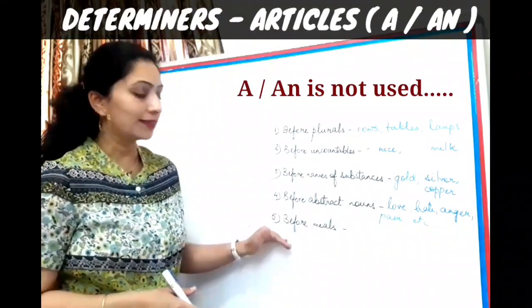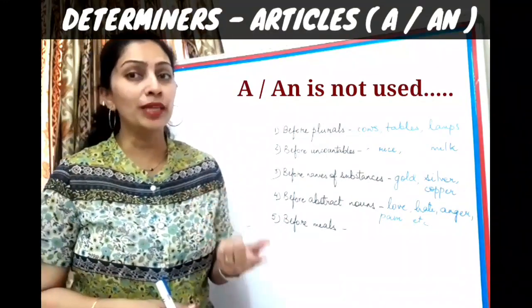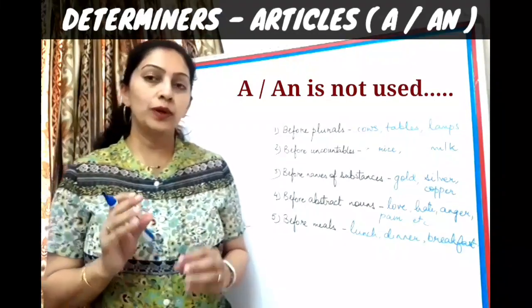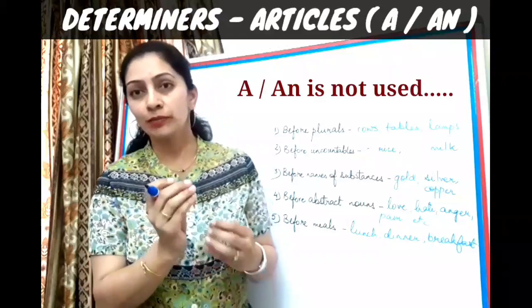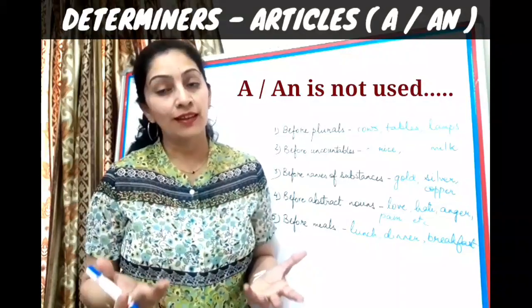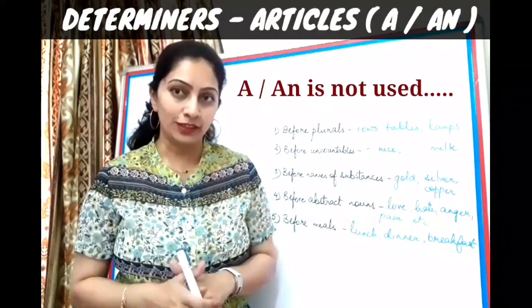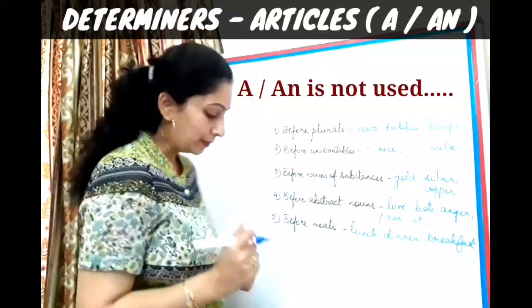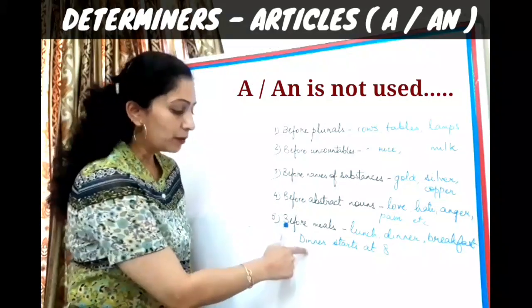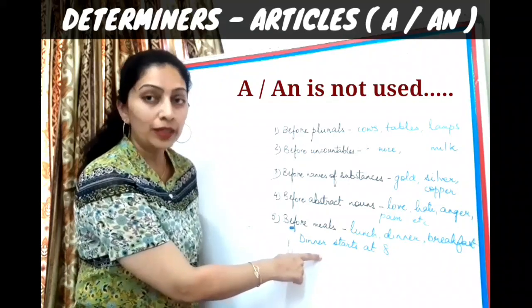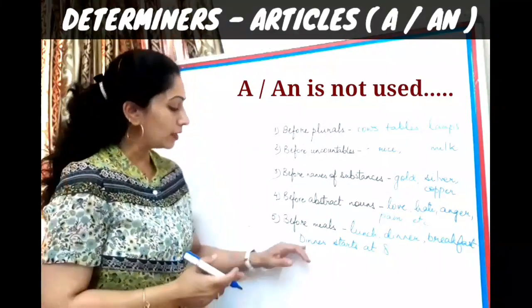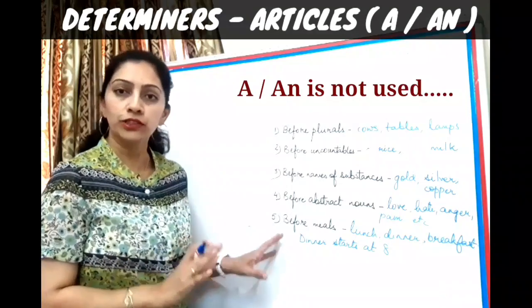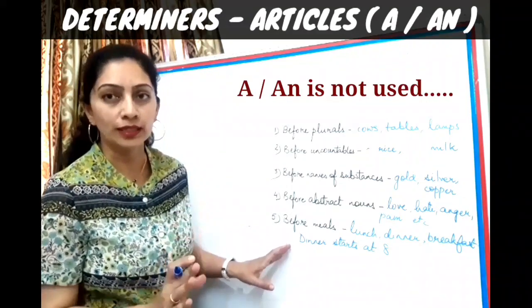The last rule says that you cannot use it before meals. In case you are referring to a particular meal hosted by someone very special, then you will use an indefinite article. For example, where is the name of the meal here? Dinner. But if it's a normal meal, if it's a regular general meal, then I will not use anything before it. Just dinner, not a dinner.